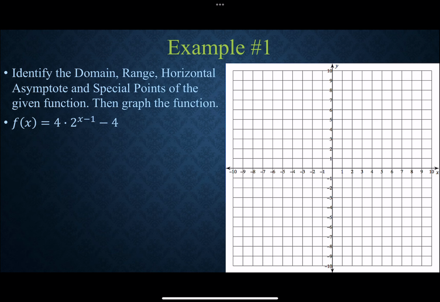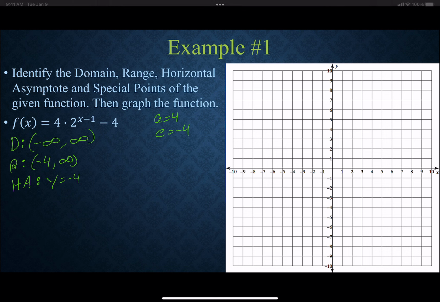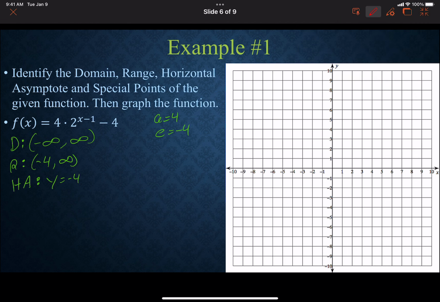For this function right here, we need to identify domain, range, horizontal asymptote, and special points. Domain is negative infinity to infinity, always. Range: a is that 4 in front, e is the negative 4 at the end. Since a is positive, we're going to go from e to infinity. And that's also where the horizontal asymptote occurs, at that negative 4 value. So when it comes to making our graph, we know we are going to have that dotted horizontal line at negative 4.